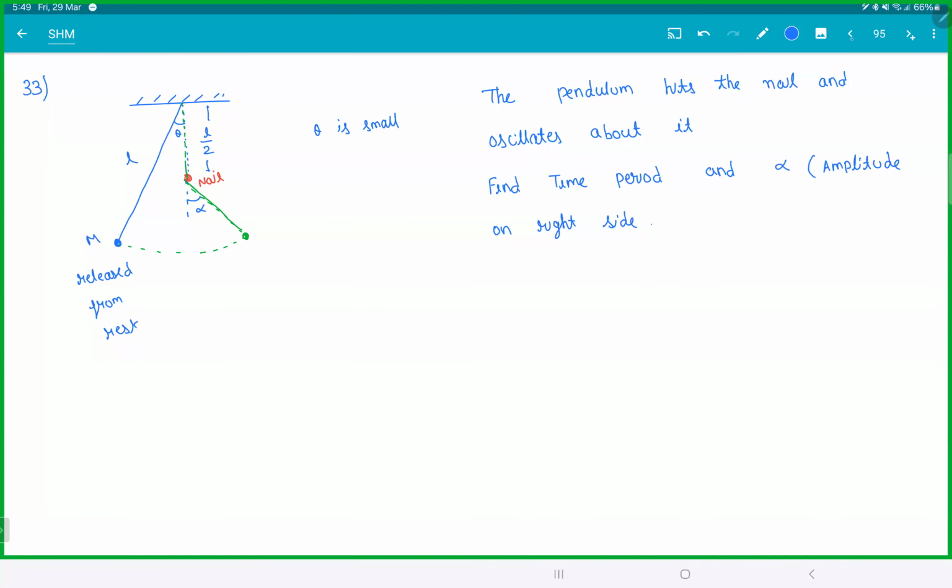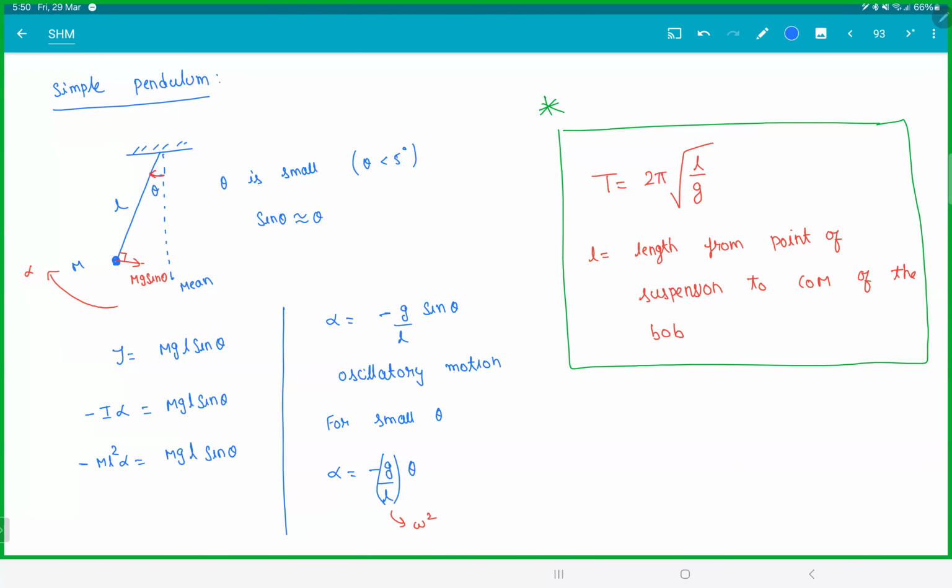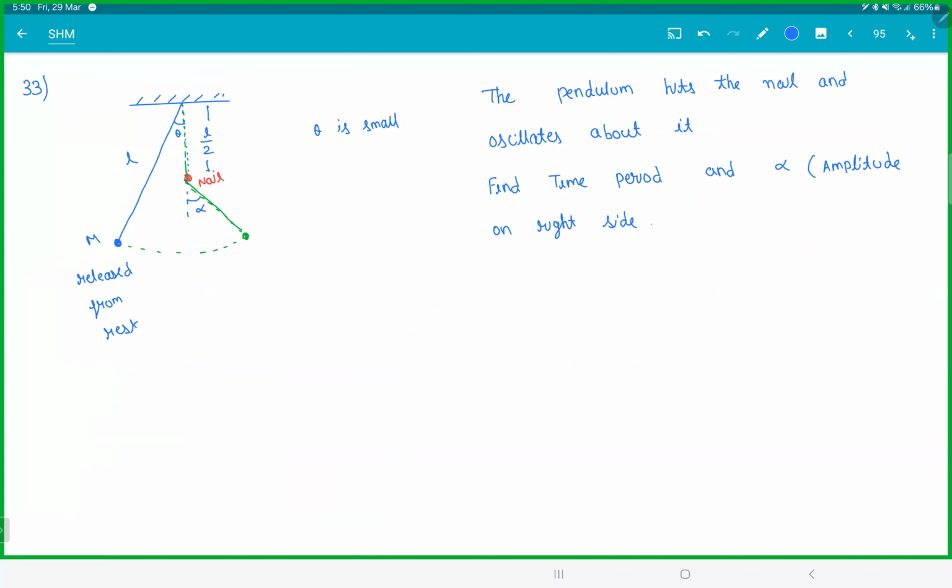There, I just taught you one formula for simple pendulum, 2 pi root L by g. Now you need to play about that. Try.